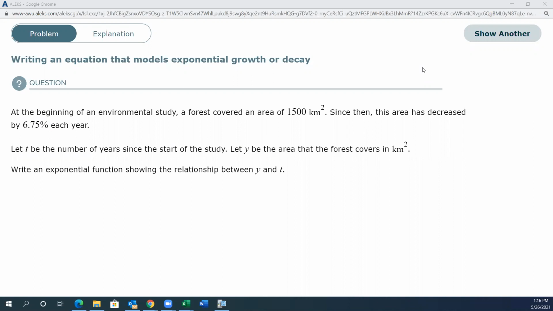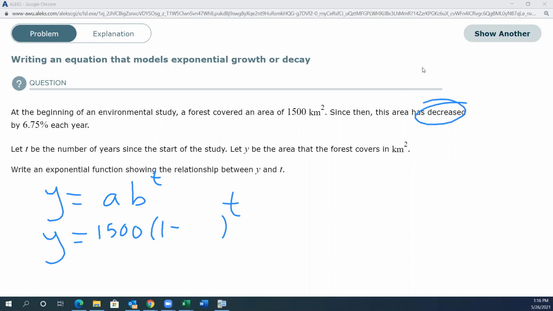Okay. So create a function that represents that. So we need exponential for the reason just stated. And we're starting with 1,500, so that's the A. And B is going to be the original 100%, but we're decreasing, so it's going to be minus 6.75%. And then, of course, you can simplify that to 0.9325, and that'd be just fine. That'd be great.